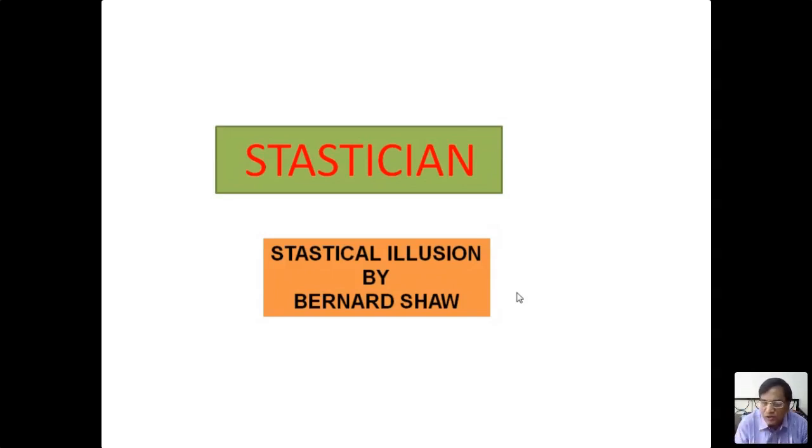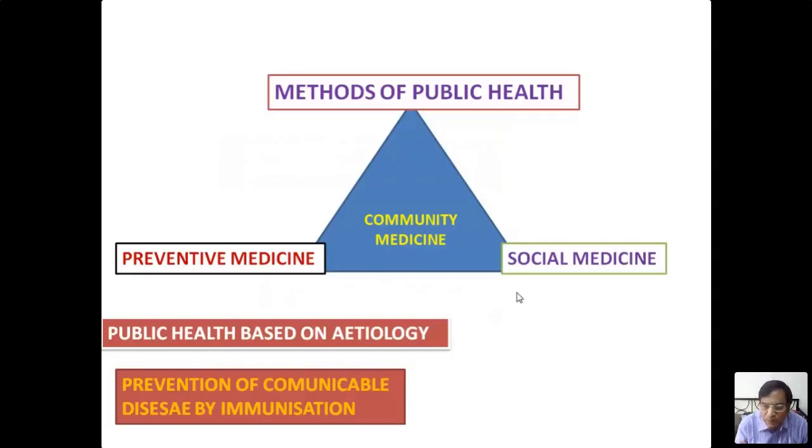This is a very important thing to keep in mind in epidemiology: the object of epidemiology is any disease, especially the epidemic diseases. The methods of public health, as you know, let me recapitulate, because from your knowledge of community medicine you know that the methods are three: social medicine, preventive medicine, and public health, community medicine. Public health is based on etiology, and preventive medicine is based on the communicable disease.